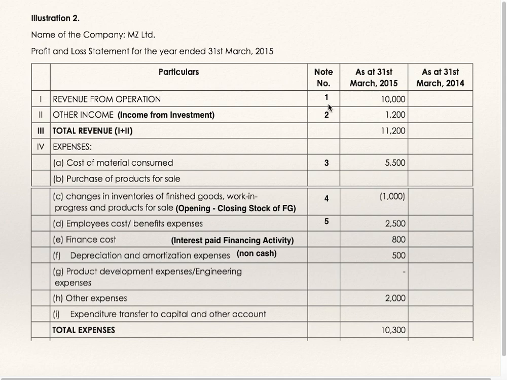Revenue from operation, refer note number 1. Other income, refer note number 2. It is income from investment. It will be shown under investment activity. Total revenue is 11,200. Cost of material consumed, refer note number 3.